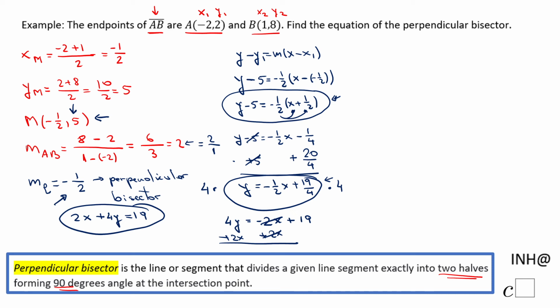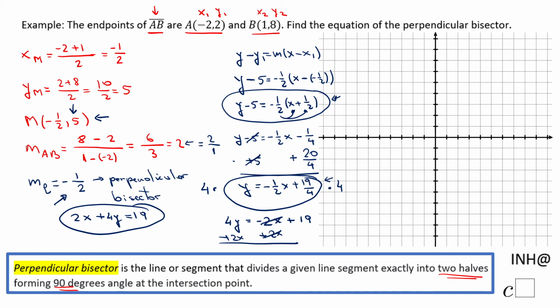So you have 3 forms here. Now here on the right side, I'm going to show you a little bit of a graphical idea of what I did. We have the point (-2, 2), which is this point. That is point A. We have B (1, 8): 1, 2, 3, 4, 5, 6, 7, 8 is right here. This is the segment AB. The midpoint was (-1/2, 5). So somewhere here, which looks pretty good.